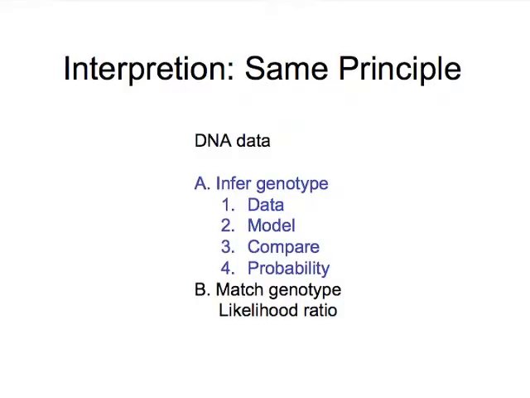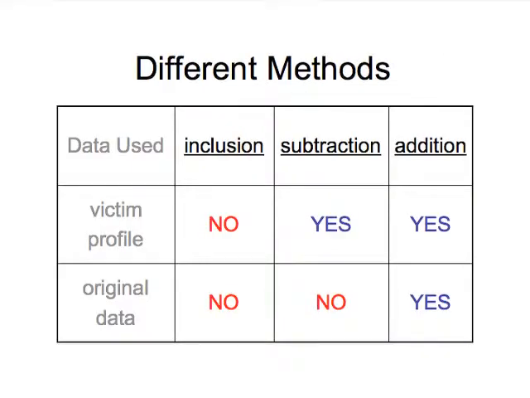First thing was the concept that interpretation is based on the same principle no matter whose match statistic it is. There's DNA data, people infer genotype, and then do a match to a suspect and produce a likelihood ratio. There's data, and there's a model of what you think the genotype and the pattern would be. A comparison's made. You produce probabilities, and that's how it's done. And we were able to show that all three methods, inclusion, subtraction, addition, work the same way. This was one of the slides that was shown to the jury.